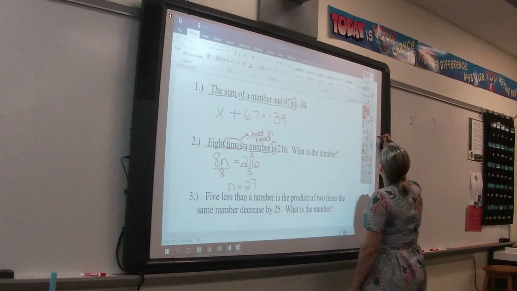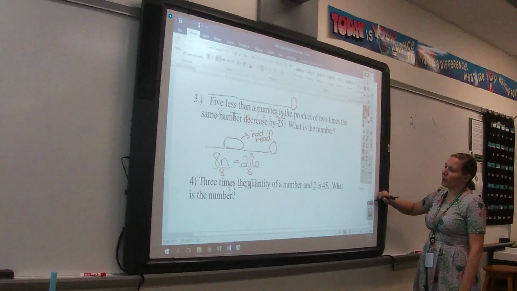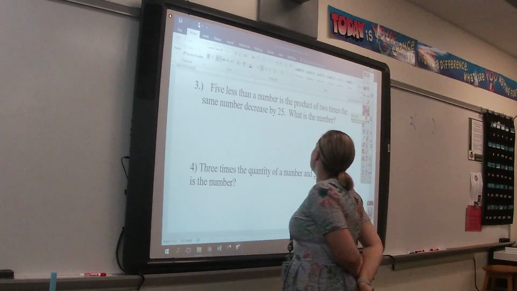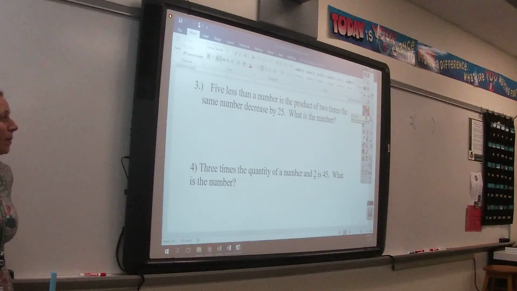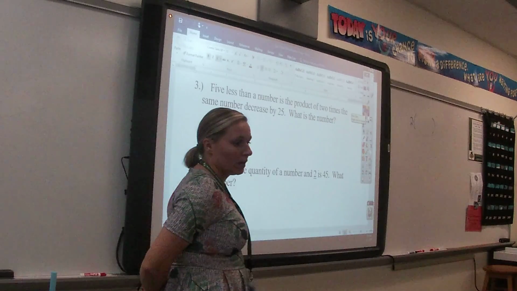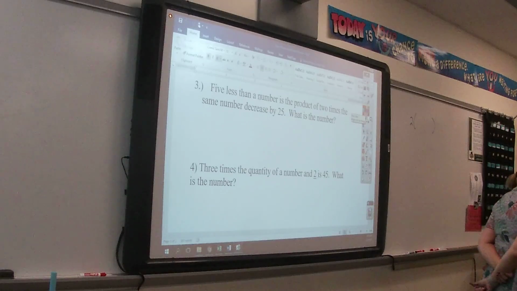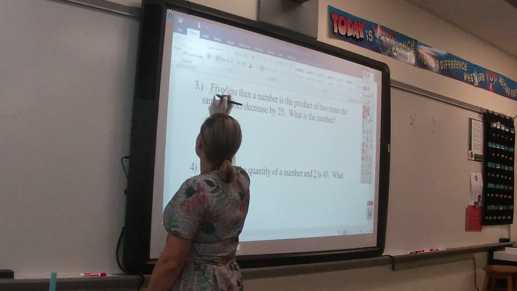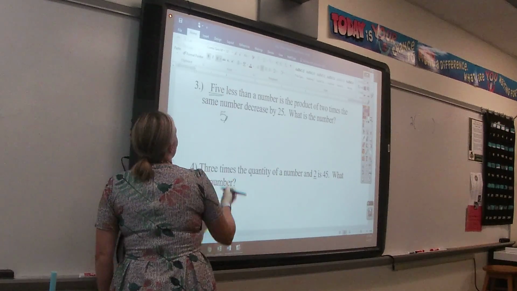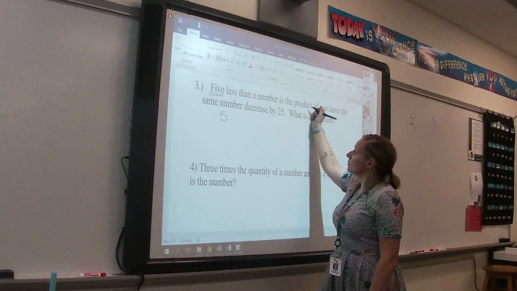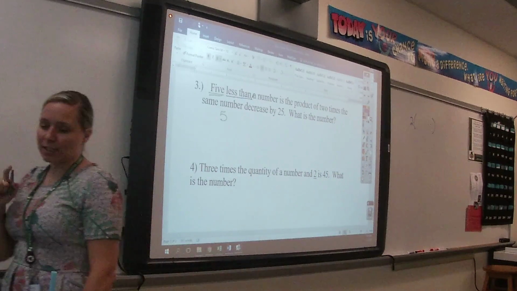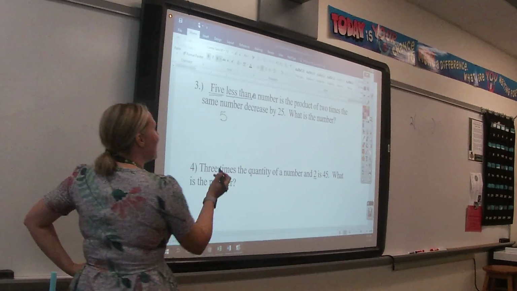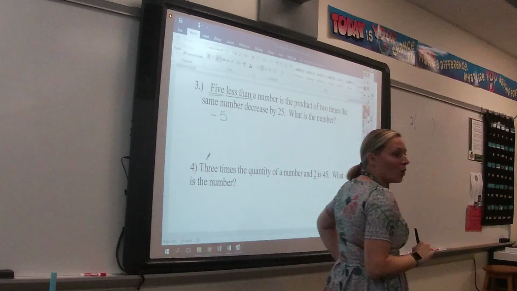Number 3. Here's where I start to get students who just flip the page because there's lots of words. 5 less than a number is the product of 2 times the same number decreased by 25. What is the number? So small chunk at a time. Super small chunk at a time. 5. What are we writing down? Less than. And where do I want to put that subtraction sign? In front of the 5, because "less than" tells me to subtract and change the order.